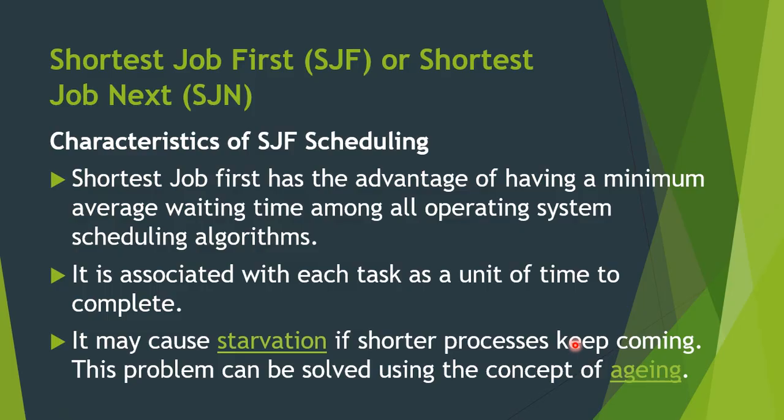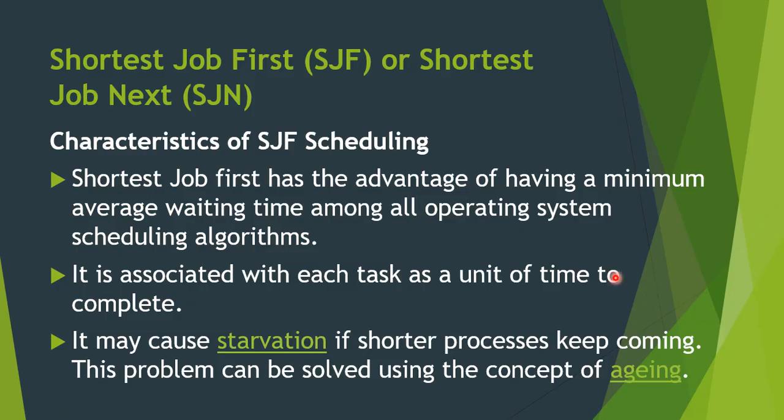Some of the characteristics of shortest job first: it has the advantage of having a minimum average waiting time among all the scheduling algorithms, because usually the one with the lowest burst time will come in first. Because that one comes in first, there is a very small waiting time, because all processes run faster as compared to first come first serve, whereby in case a long process comes in first, it means others have to wait for a long time, which is a very big problem.